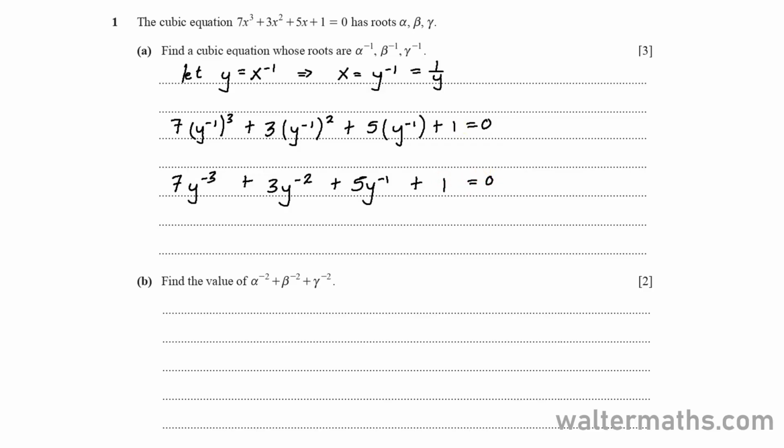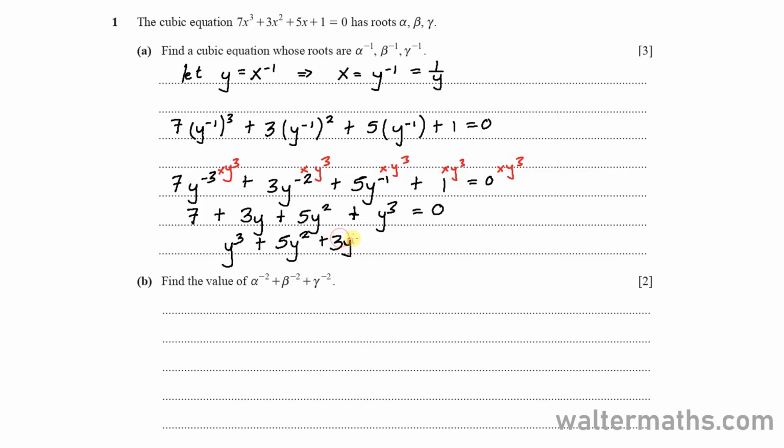Now I'm going to multiply all the terms by y to the power of 3. And what we're going to get is 7 here, and this is plus 3y, and this one is plus 5y squared, and it's plus y cubed equal to 0. And rearranging, we'll be having y cubed plus 5y squared plus 3y plus 7 equal to 0. So that's it for part A. Let's go on to part B.